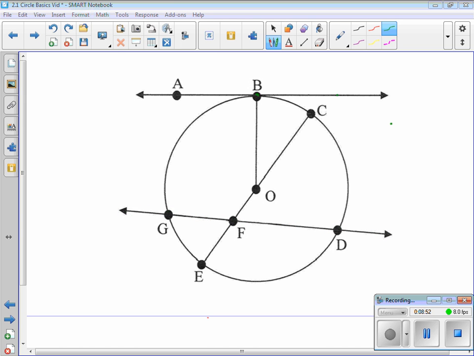We could call it BO, right? Or OB, either way. Another radius would be O to C and O to E. Those are all radii.